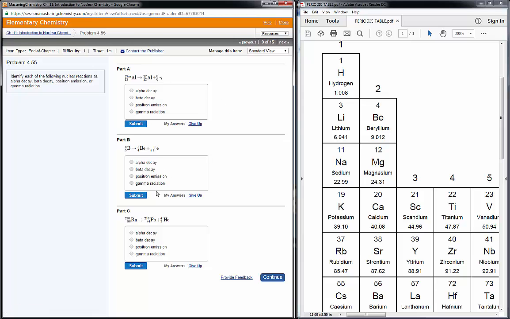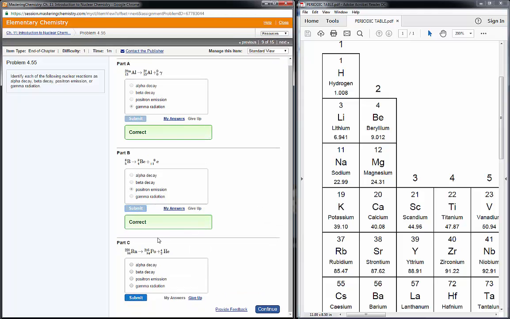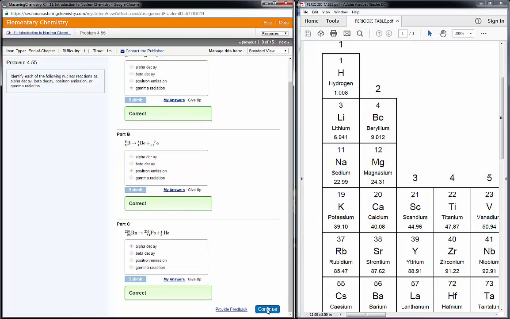Same story. Oh, in fact, these two are exactly the same, but some of these are randomized, so you might have different options. That is, again, gamma radiation. Again, there's a positron emission. And here, there's my alpha particle. So that's going to be alpha decay.